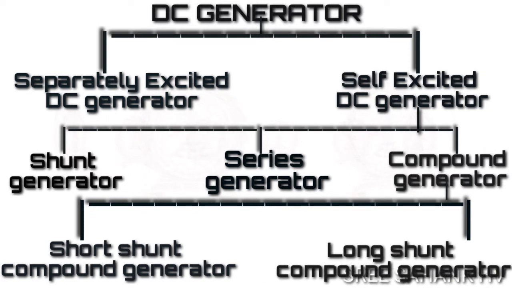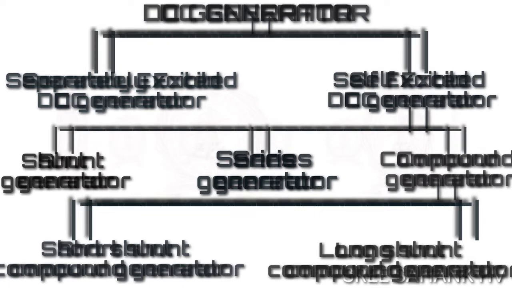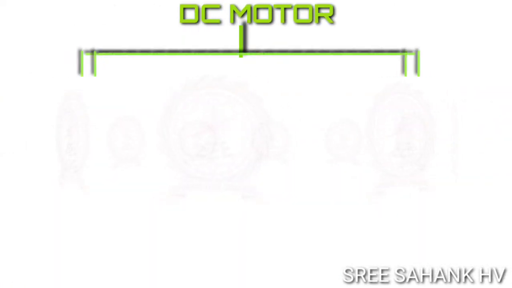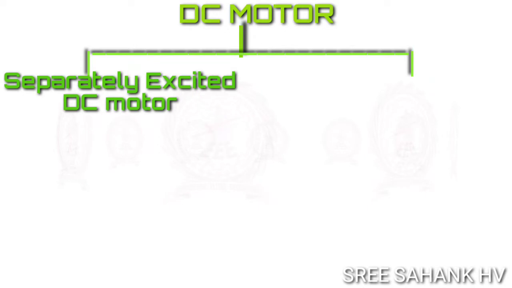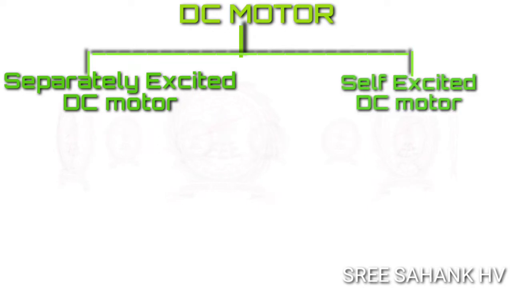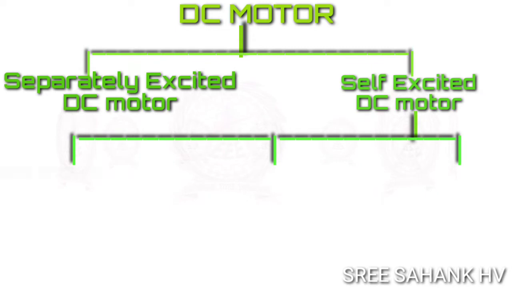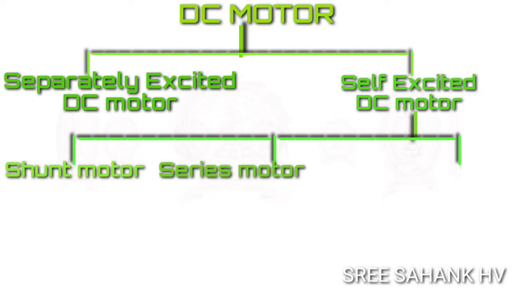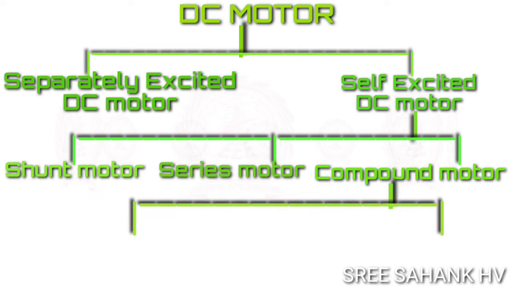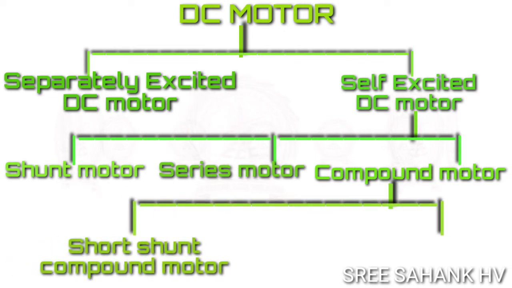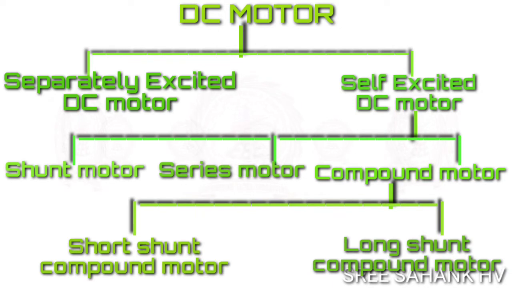Whereas in case of DC motor, the classification is the same as the DC generator, just replace generator with motor. That is, DC motor is classified into two types. One is separately excited DC motor, second one is self-excited DC motor. Self-excited DC motor is further classified into shunt motor, series motor, compound motor. Compound motor is further classified into short shunt compound motor and long shunt compound motor. Let's see details about each DC generator and each DC motor.